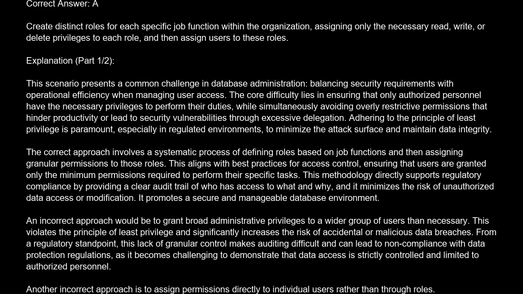The correct answer is A. Create distinct roles for each specific job function within the organization, assigning only the necessary read, write, or delete privileges to each role, and then assign users to these roles.